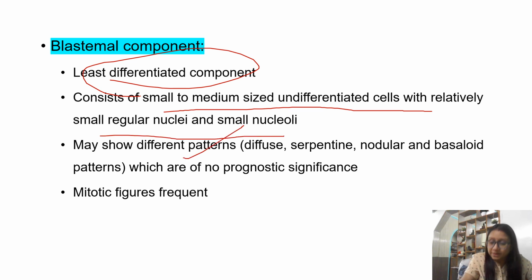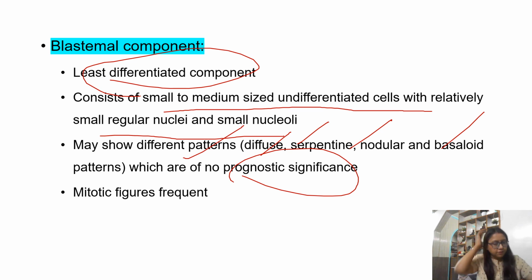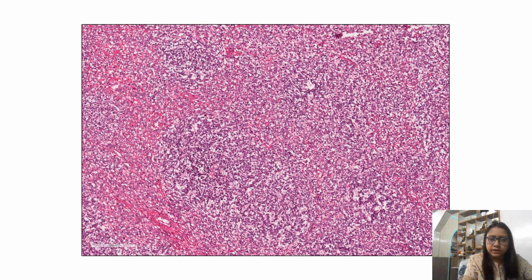So they have different patterns in it. So diffuse, serpentine, nodular, basaloid. So which are of no prognostic significance, but yes, you can differentiate the different patterns which you are noting in the blastemal component. Mitotic figures are very frequent. So see, so hazy appearance. It's like a cellular tumor. सबसे पहले impression आता है इस slide को देख के, oof, it is so congested.